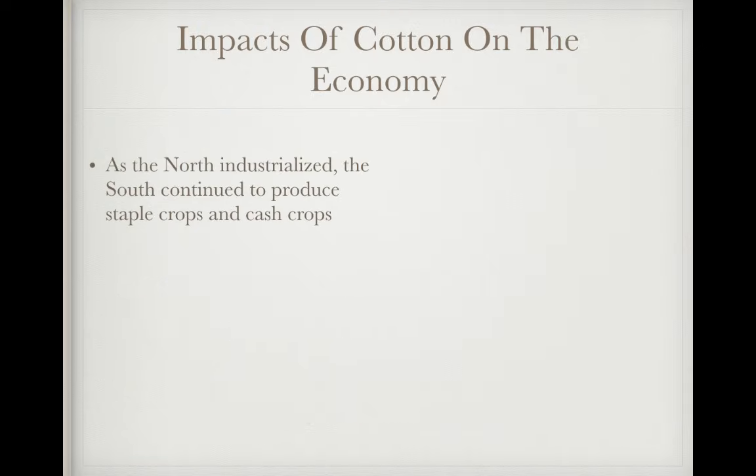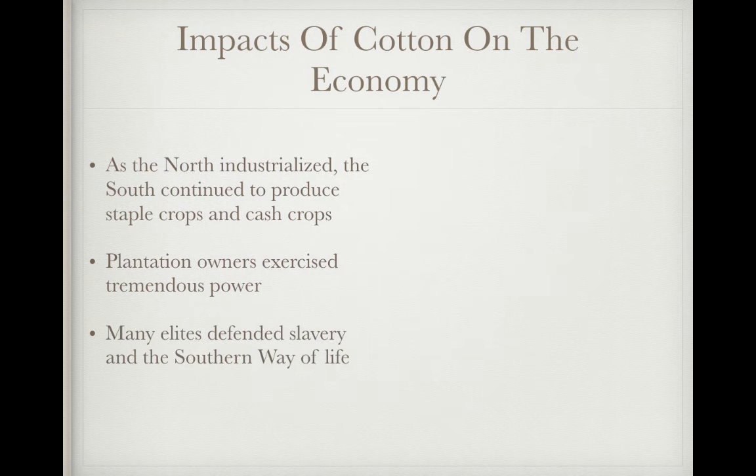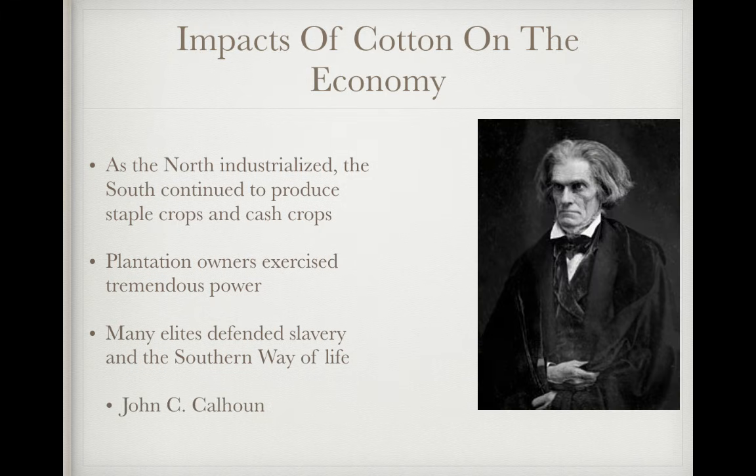Now, as the North industrialized, the South continued to produce staple crops and cash crops such as cotton, and plantation owners are going to exercise tremendous power. They're going to be the ones that are very influential in politics as well. Many elites will defend slavery and the Southern way of life, especially dudes like John C. Calhoun from South Carolina. He was a senator and he defended slavery in the South. We'll talk more about that in period 5.